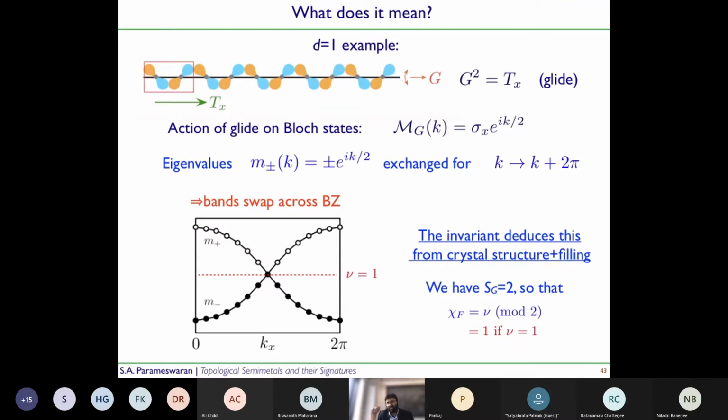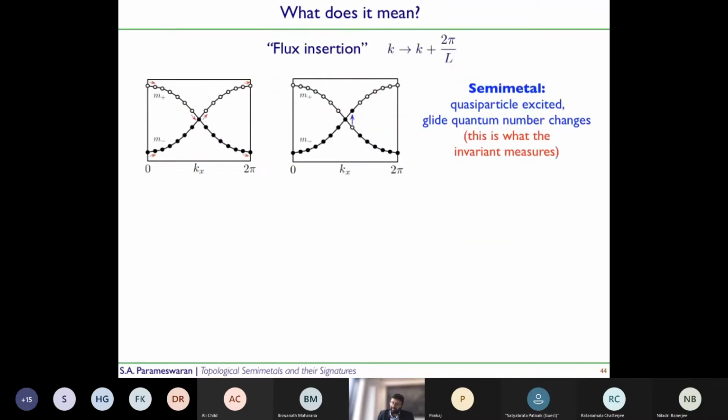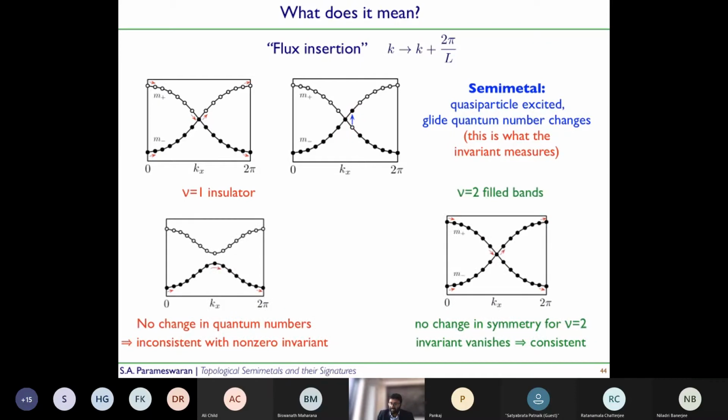And so this topological invariant measures the fact that as you send k to k plus 2 pi over L, you actually change the momentum of some quantum number of the system very slightly because you basically change something near this nodal point. And the interesting thing is that you can show that if the system were gapped, nothing would change under this transformation, or if you had filled bands.